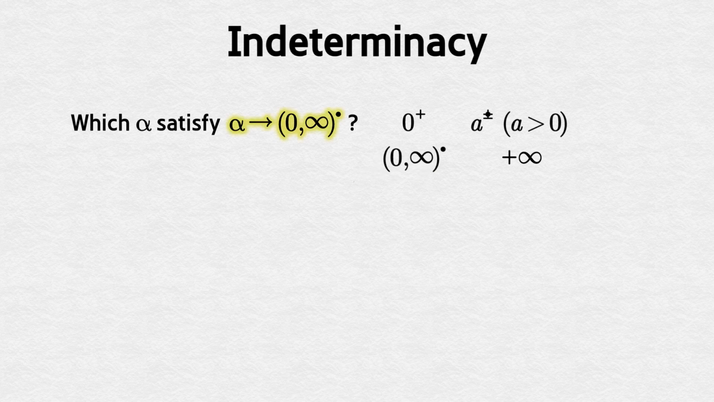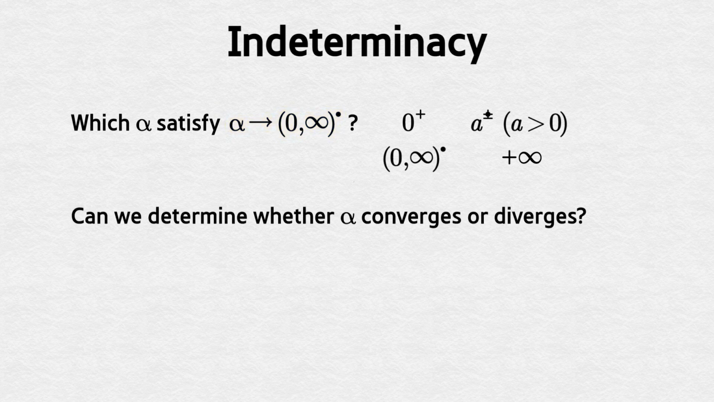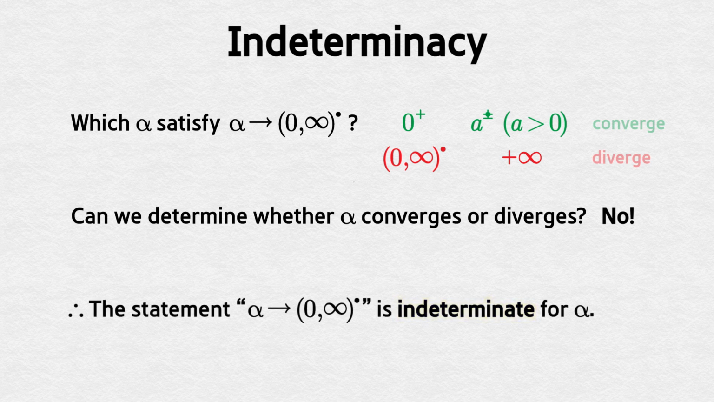So, does this statement that alpha fits into the constant interval 0 infinity allow us to determine whether alpha converges or diverges? No. Some convergent near numbers fit into 0 infinity dot, as do some divergent ones. Because the statement that alpha fits into 0 infinity dot doesn't allow us to determine whether alpha converges or diverges, we call the statement indeterminate for alpha. The target that alpha fits into just doesn't give us enough information. To be clear, the near number 0 infinity dot diverges, but a near number that fits into it could converge or it could diverge, which is what makes the statement that alpha fits into 0 infinity dot indeterminate for alpha.